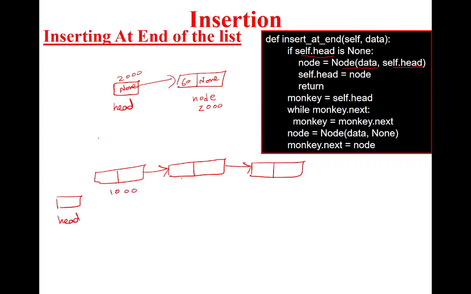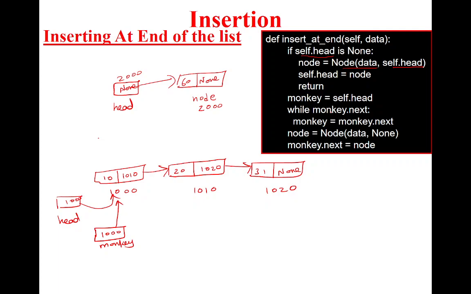Okay, I am giving one more example quickly so that you may understand. Let us assume we have the linked list like this. If it is so, this first case, the if, will fail. So we will create one monkey. This is monkey. This monkey value is head. What is head? 1000. So monkey will be pointing to 1000.